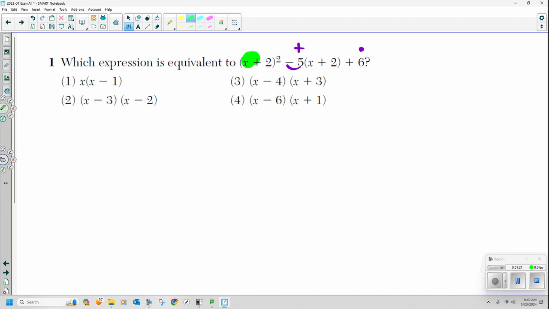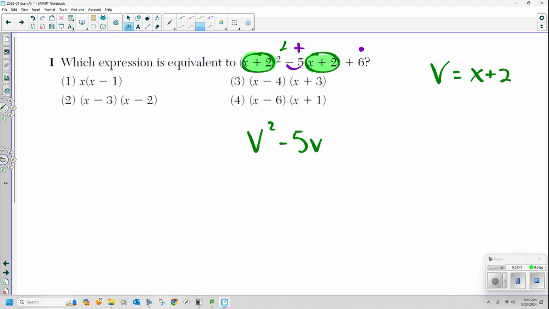Let's take x plus 2 out of the equation and replace it with another variable. Let's call it v. v equals x plus 2. So for this x plus 2, I'm going to put a v there. So it's v squared minus 5 times v, since x plus 2 is a v, plus 6. Now it's a lot easier to see, isn't it?